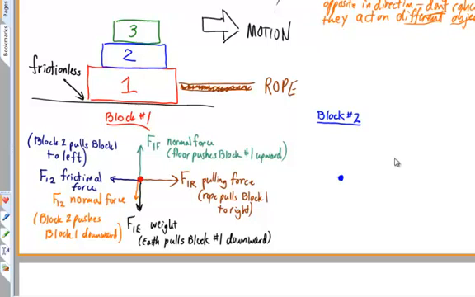Block number 2 feels several forces. One of them is its own weight. The earth, E, gravitationally pulls block number 2 downward. In addition, block number 2 is supported by block number 1, and since block number 1 has a horizontal surface pushing vertically upward on block number 2, this is a normal force.